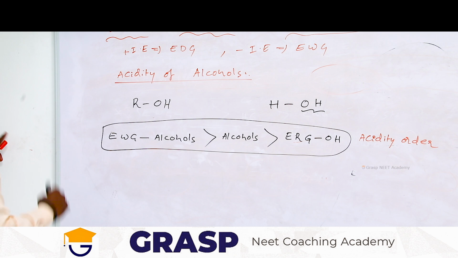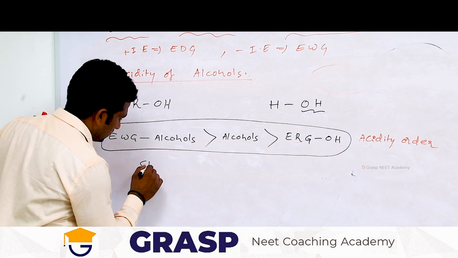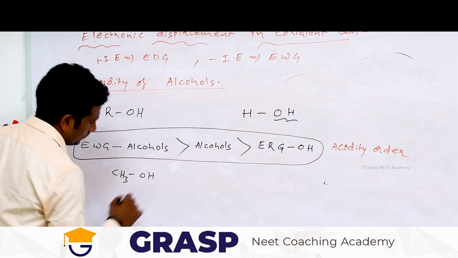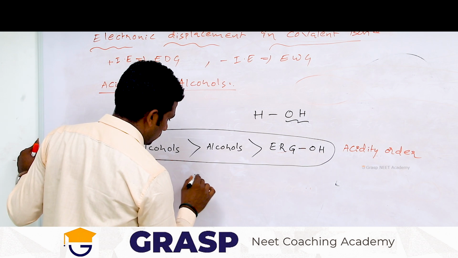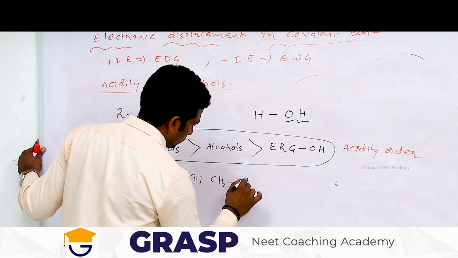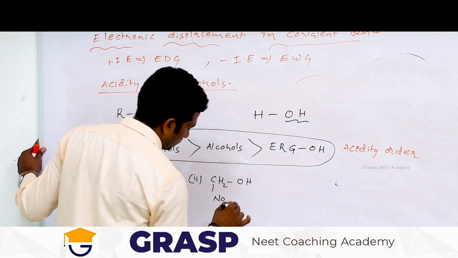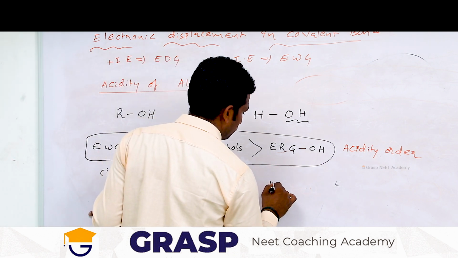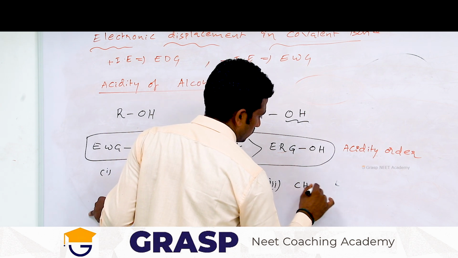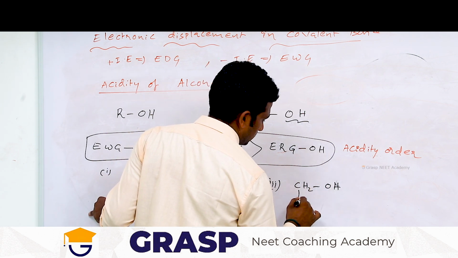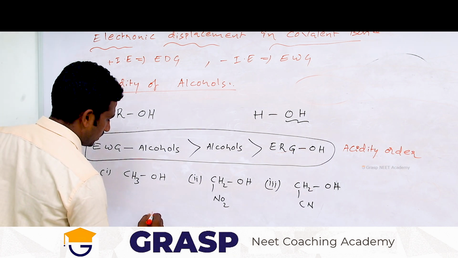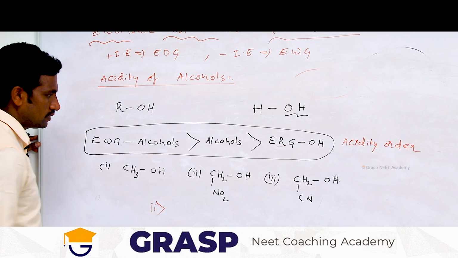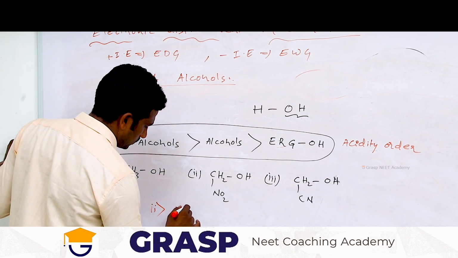See, first alcohol I will write methyl alcohol, CH3OH. This is my first compound. Second compound, what I am writing: CH2OH, here NO2. Third one, CH2OH, here CN. Which one is more acidic among these three compounds? So 200% you can write the second one is more acidic in nature, then the third one, then the first one.